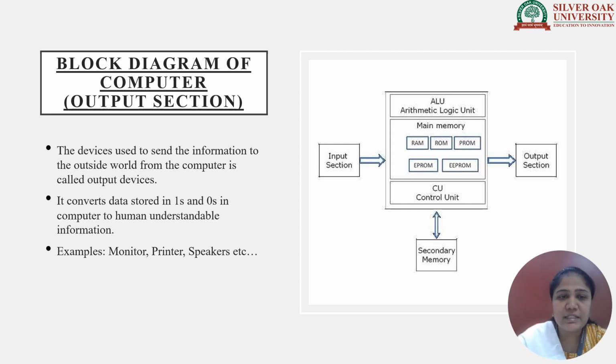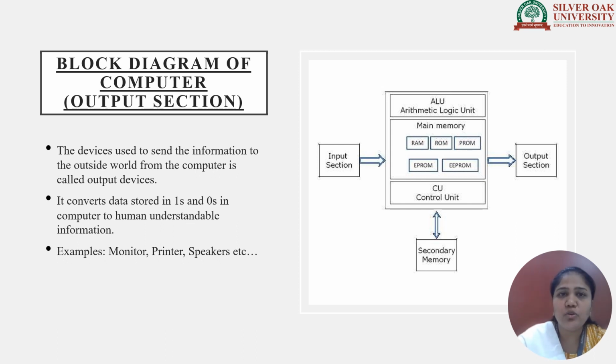What it does is simply convert the data stored in ones and zeros. Now, what are 1 and 0? As I told you, it is nothing but binary data. It converts the data stored as zeros and ones in the computer into human understandable information. As humans, we do not easily recognize what a combination of 1 and 0 means.